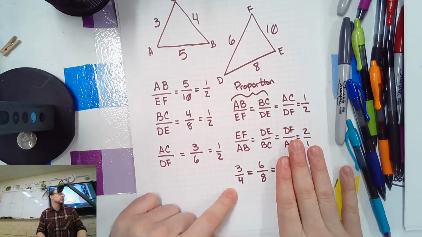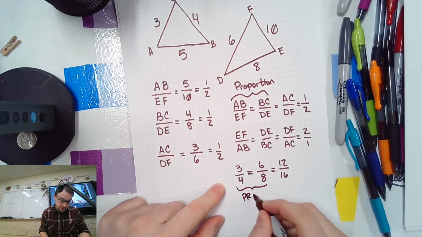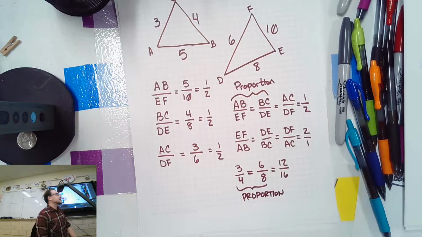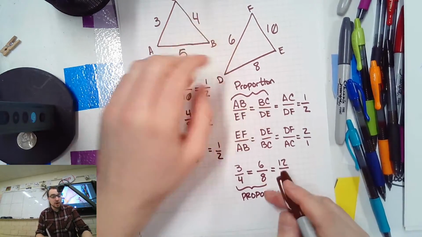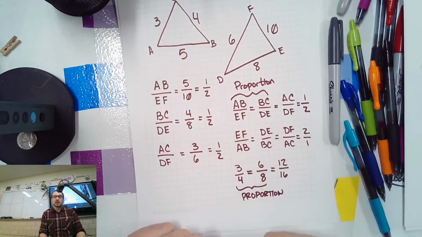At the end of the day, it's all 3/4. So we call this a proportion when we compare 2 relationships. A proportion is when there's an equal sign between 2 fractions, essentially. So when the sides are proportional, all of the sides, not just some of the sides, all of the sides have to be proportional in the same way, then we say that the triangles are similar.